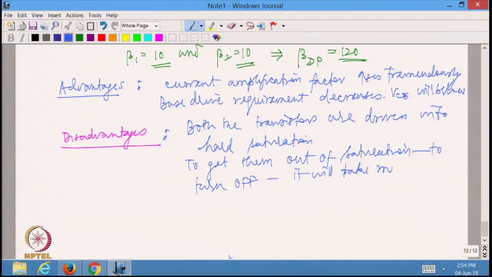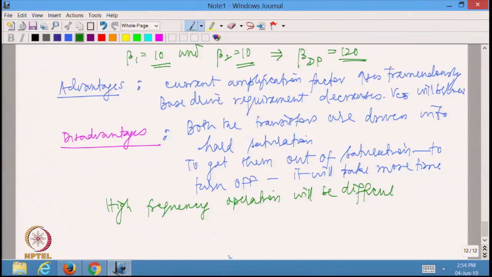So, we will not be able to operate this. So, high frequency operation will be difficult. So, we are going to have a problem especially because of high frequency operation not going to be very much possible with Darlington pair. Okay. With this we are concluding our discussion on transistors on the whole.